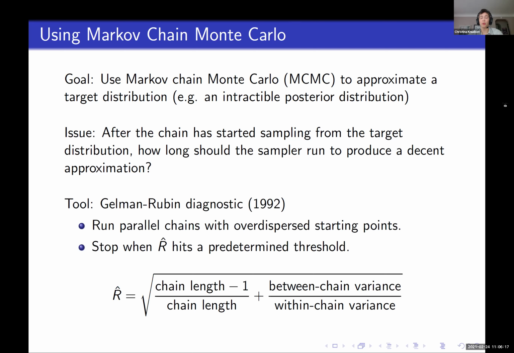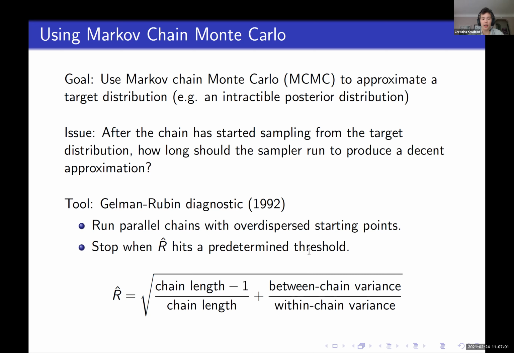One of the tools that has been developed is the Gelman-Rubin Diagnostic, and there are lots and lots of diagnostics, but this is probably one of the most popular, one of the most frequently used diagnostics for deciding when to terminate a Markov chain. So the basic idea of it is that a practitioner would run parallel, independent chains with over-dispersed starting points. That would help you hit many different areas of your target distribution. Then we calculate this thing called R hat. And once R hat hits the predetermined threshold, then we can stop.